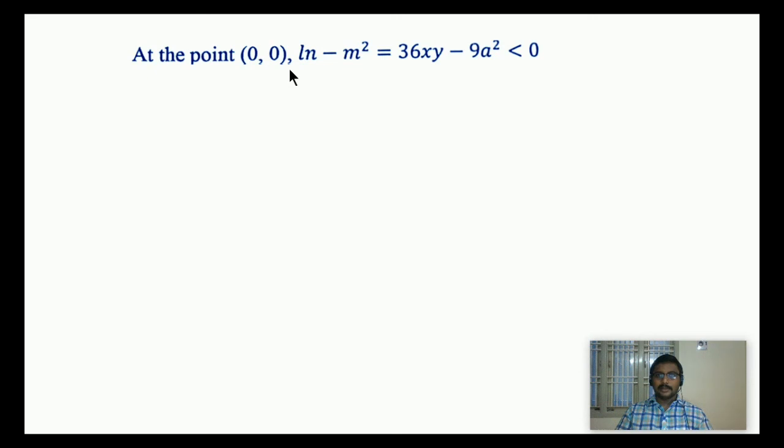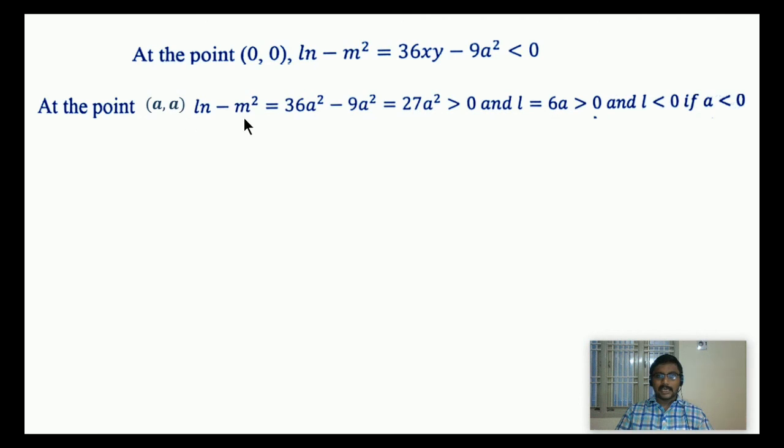Now at the point (0, 0), LN minus M square is 36xy minus 9a square. Putting x is 0 and y is 0, we will have negative 9a square, which is clearly less than 0. So our LN minus M square value is less than 0. The function does not have any maxima or minima. Also the point (0, 0) is a saddle point, with no maxima or no minima at this point.